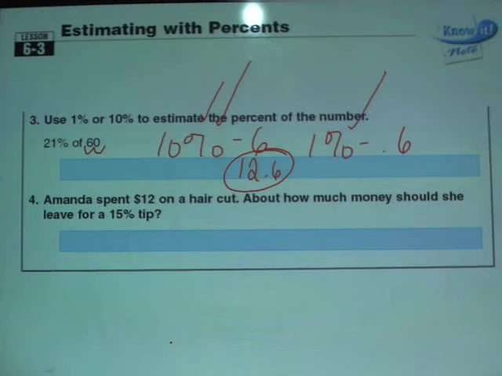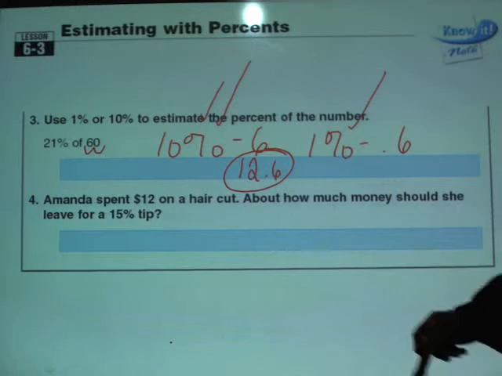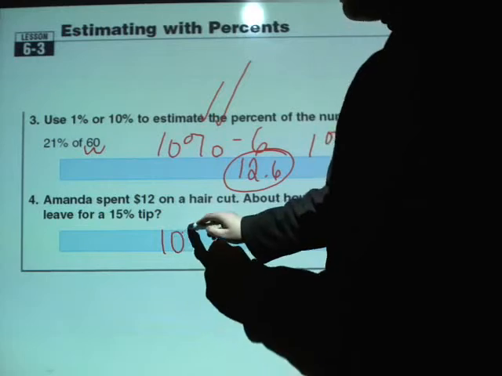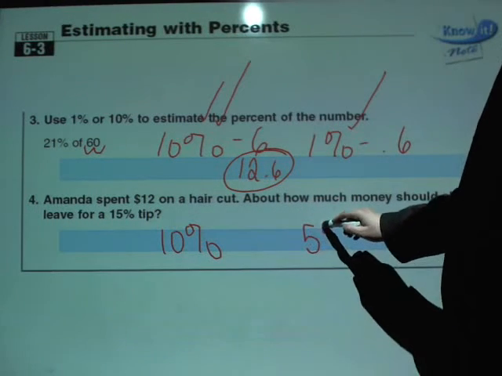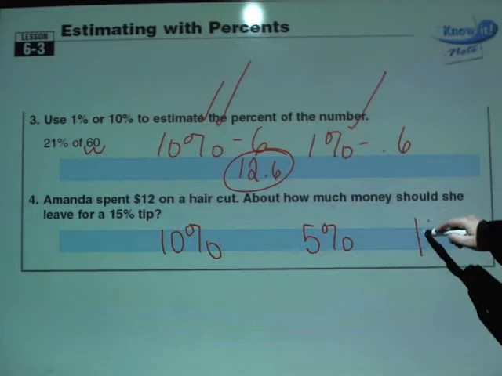All right, number 4. Amanda spent $12 on a haircut. About how much money should she leave for a 15% tip? Well, again, this one we can handle quite easily. All right, let's find our 10% and our 5% this time, since we're finding 15%, and we'll find 1% even though we don't necessarily need it.